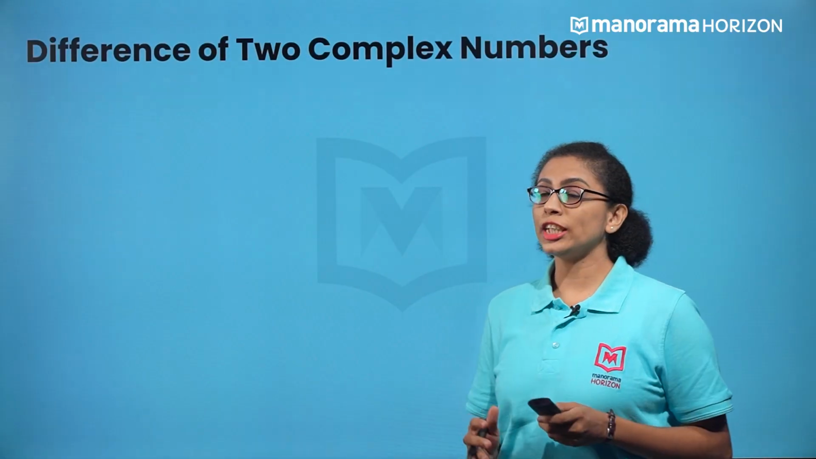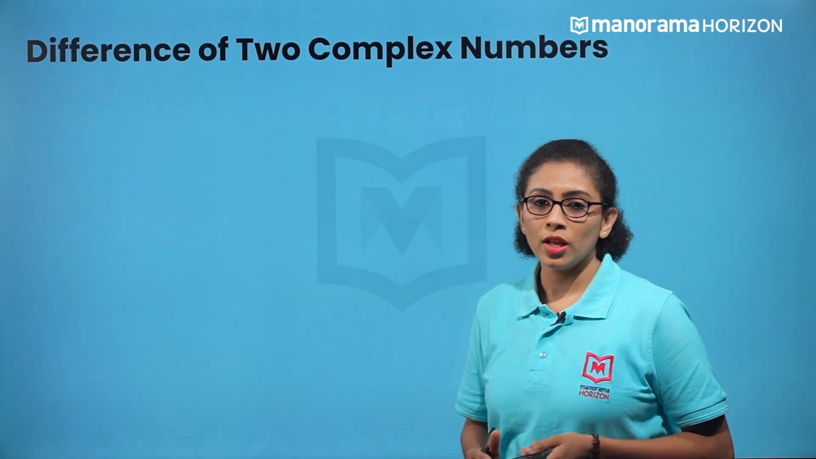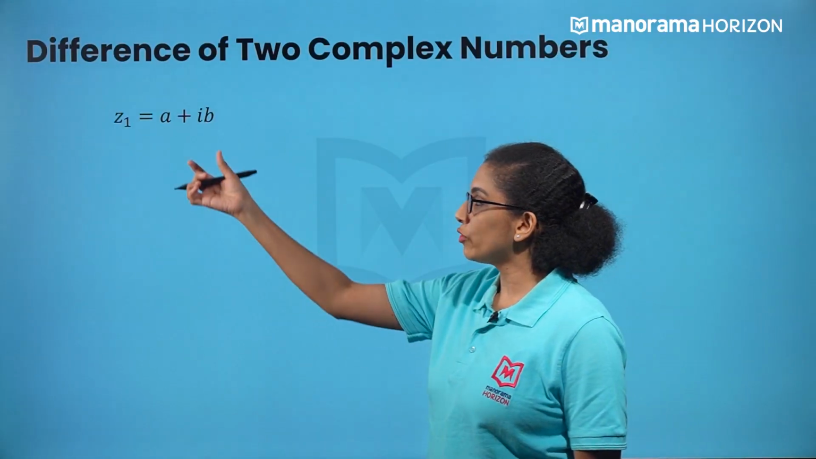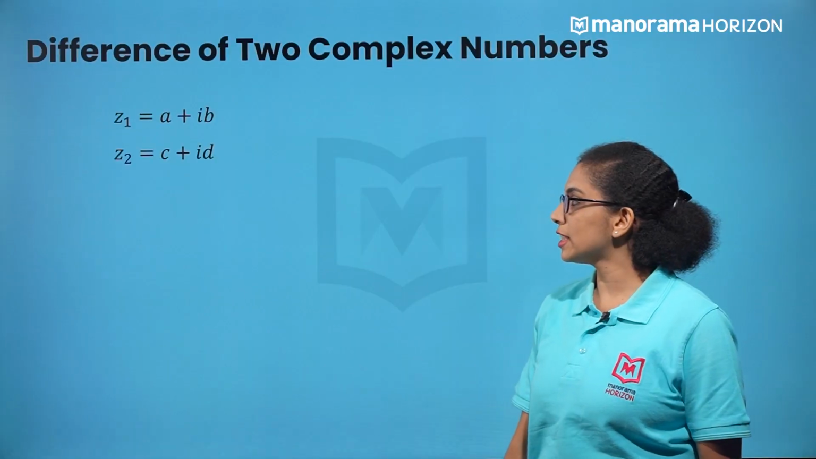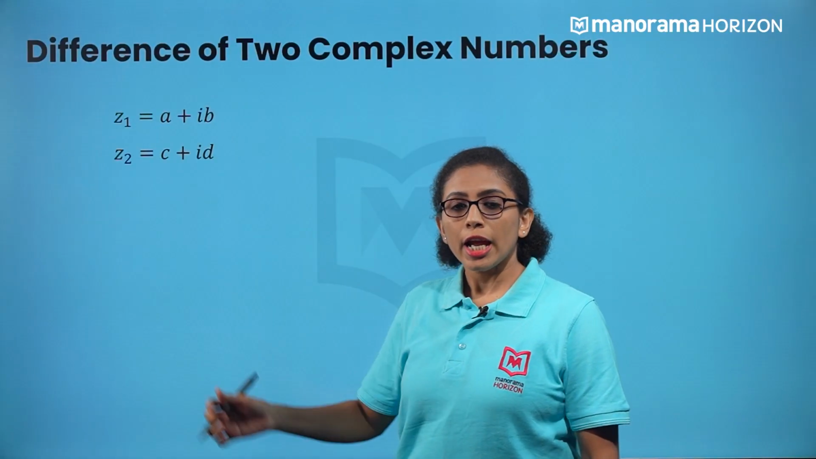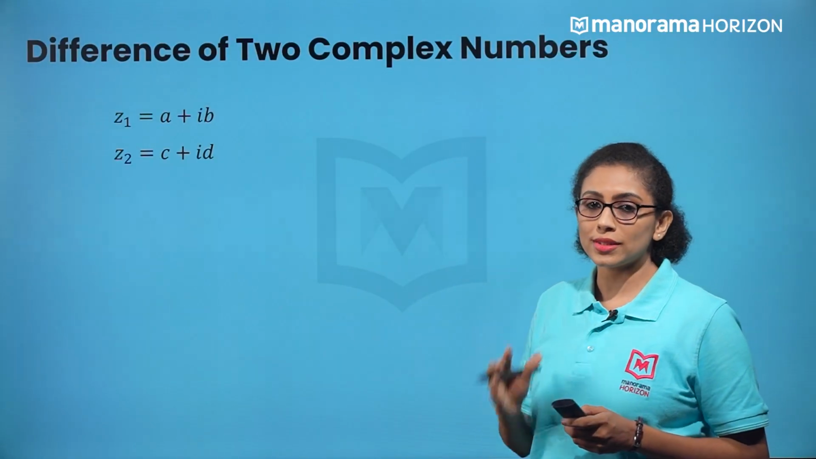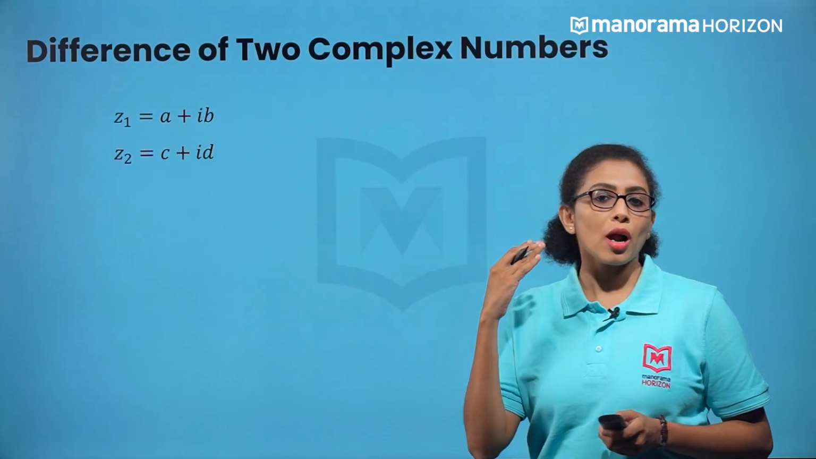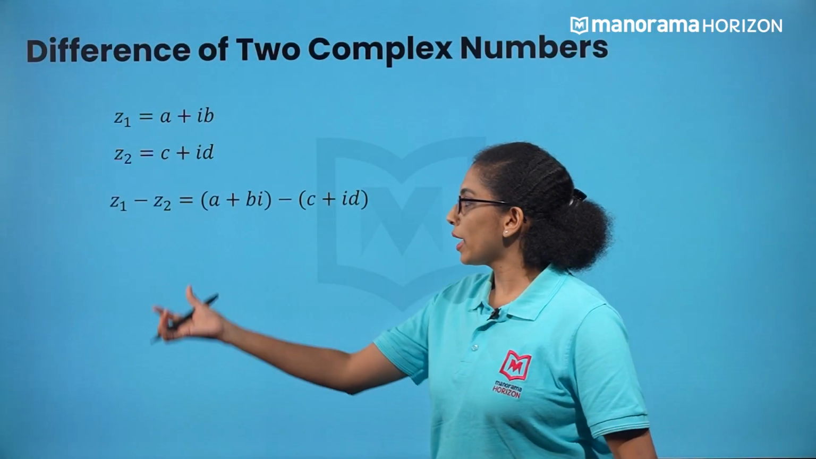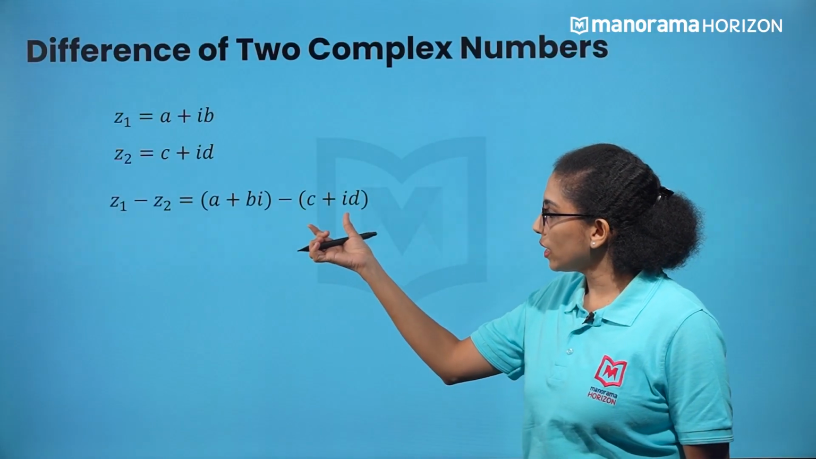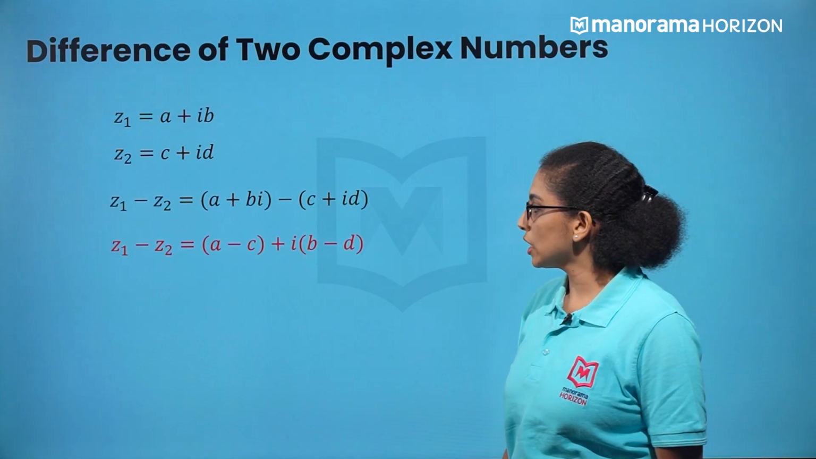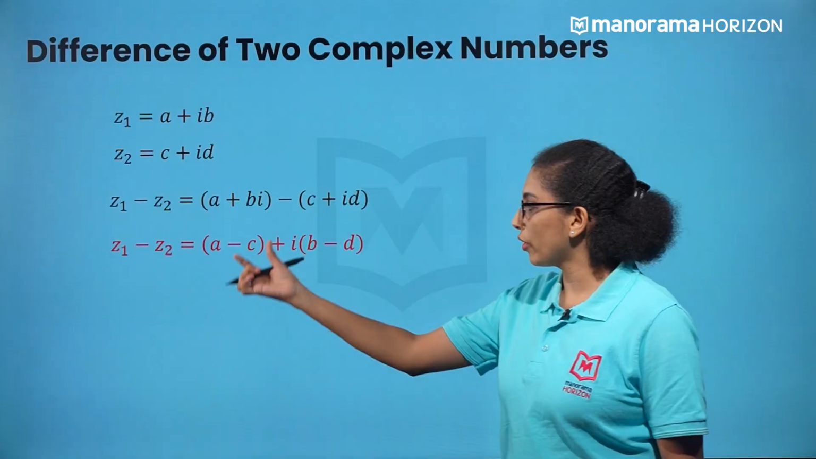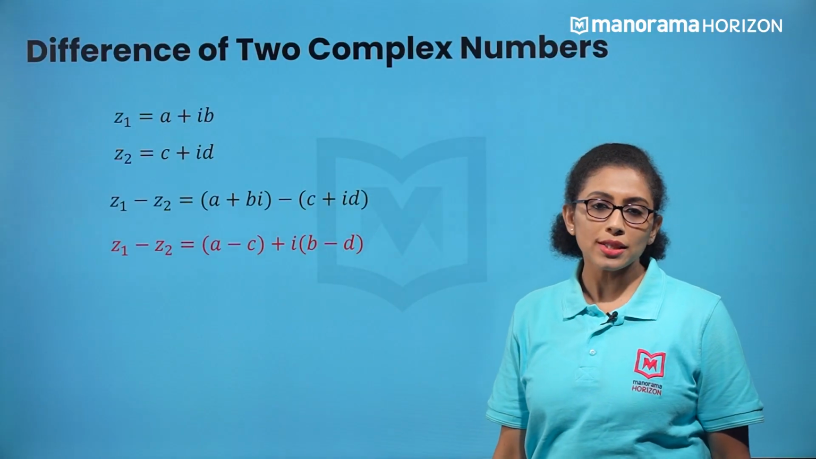Now, let's see how the difference of two complex numbers is performed. Assume the two complex numbers Z1 and Z2, where Z1 is equal to A plus BI and Z2 is equal to C plus DI. In order to subtract the two complex numbers, we subtract the real parts separately and the imaginary parts separately. So, Z1 minus Z2 is equal to A plus BI minus C plus DI, which is equal to A minus C plus I into B minus D. Taking the real parts, taking the imaginary parts separately.